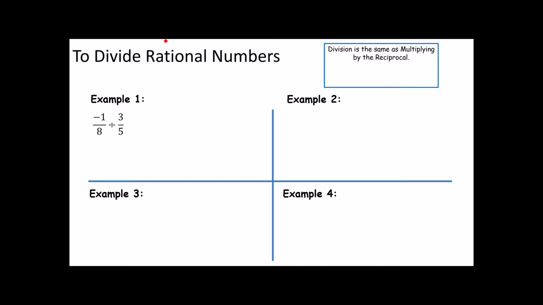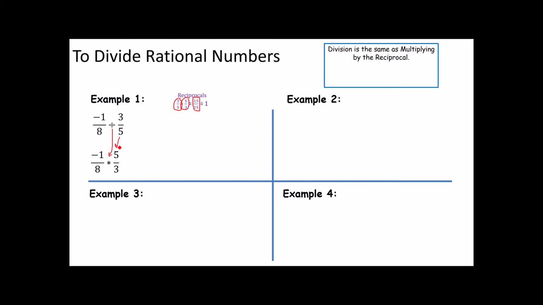So if we can turn this into a multiplication problem, it's going to be much easier to solve. The reciprocal or multiplicative inverse of our number 3/5, we flip it over, it's 5/3. Notice that gives us 15 over 15, which is 1. I'm going to rewrite this problem as -1/8 times, the sign changes, the multiplicative inverse.